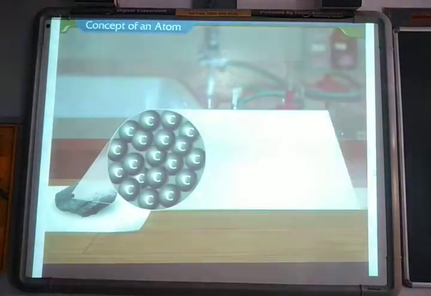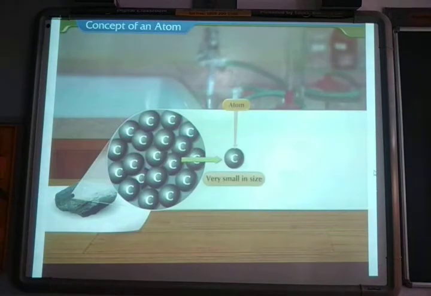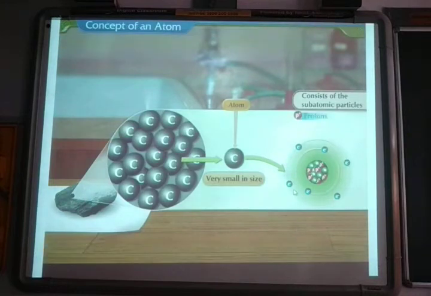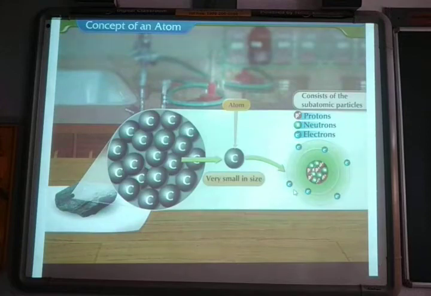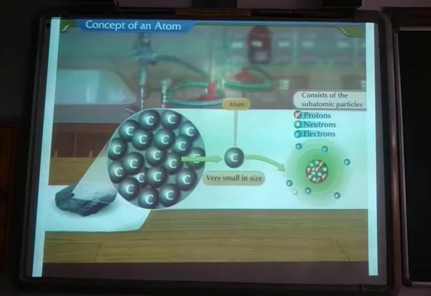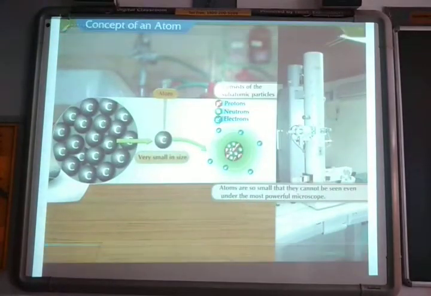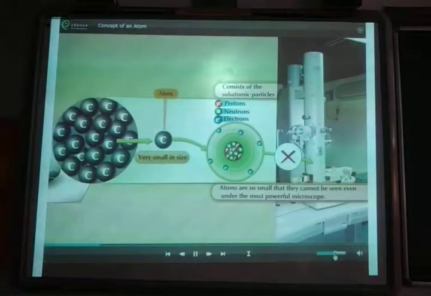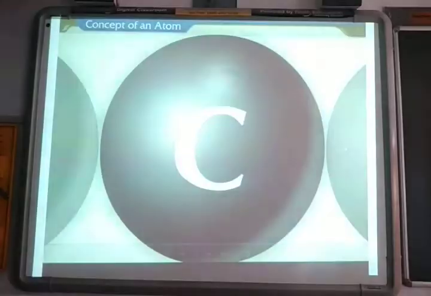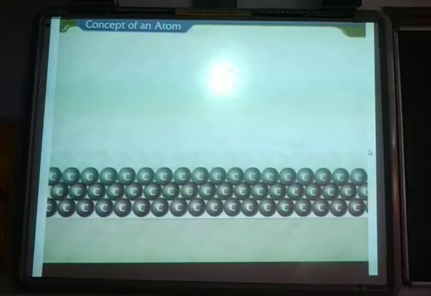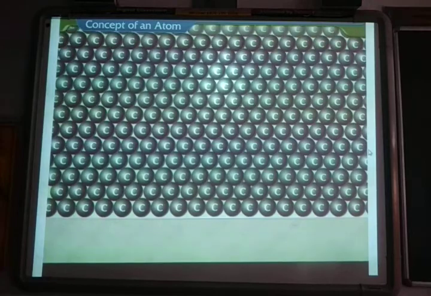We know that an atom is very small in size and that an atom consists of the subatomic particles protons, neutrons and electrons. Atoms are so small that they cannot be seen even under the most powerful microscope. About 1 million atoms stacked up one over the other would roughly equal the thickness of a sheet of paper.